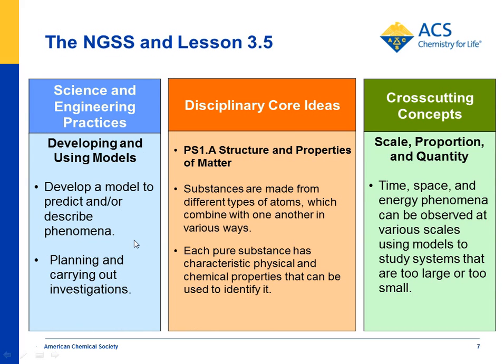If you look at the foundation boxes, you can see that students develop models. They look at the atomic models, at the molecules that make up oil, water, and isopropyl alcohol. Under the disciplinary core ideas, substances are made from different types of atoms, which combine with one another in various ways. Kids see that's true by looking at the atoms that make up the three substances they're looking at. And also, they get the idea that each pure substance has a characteristic physical property, in this case, density. For scale, proportion, and quantity, it's the idea of looking all the way down into the molecular structure of a substance, in this case a liquid, to understand its macroscopic characteristics.